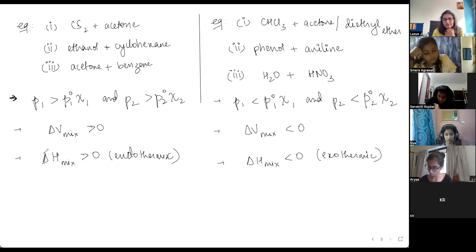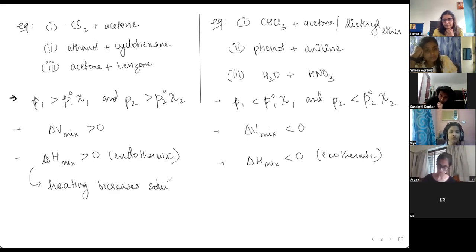As a consequence of this, because this is endothermic, heating the solution increases the solubility. And heating decreases the solubility in this case.